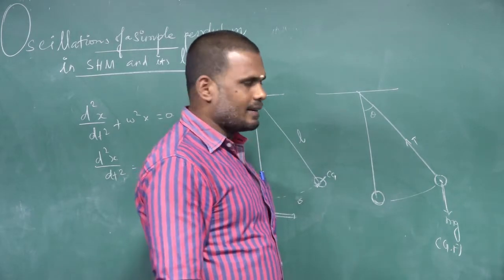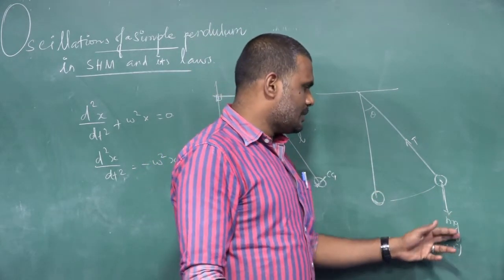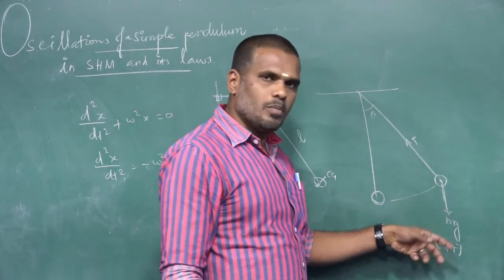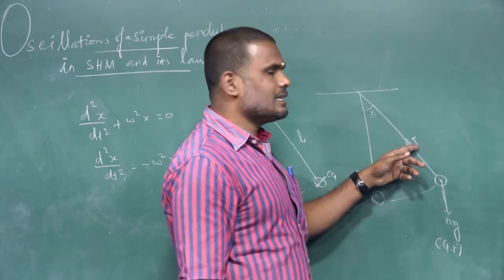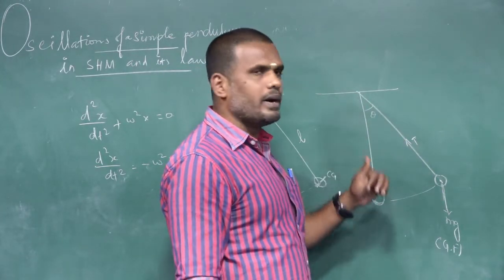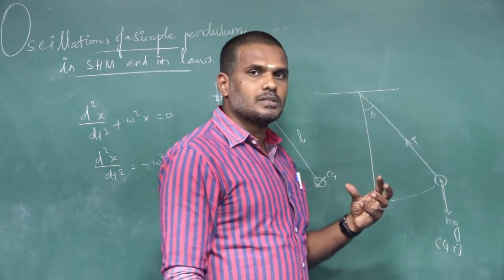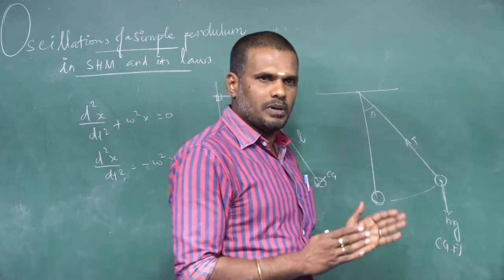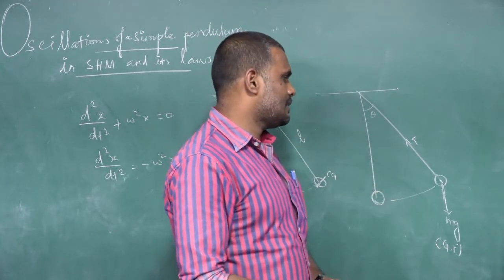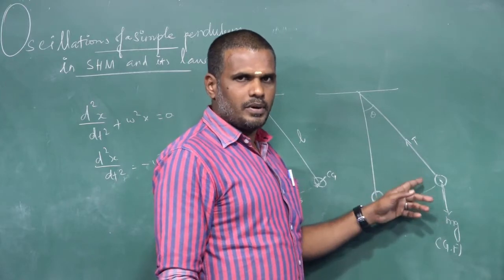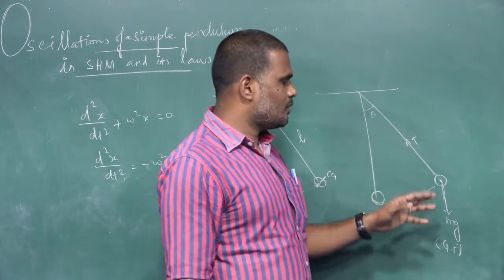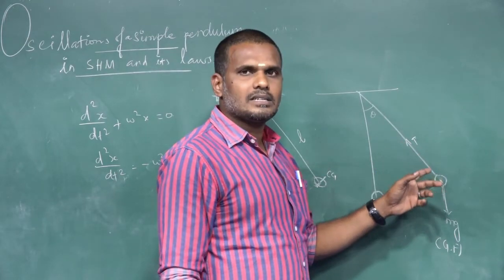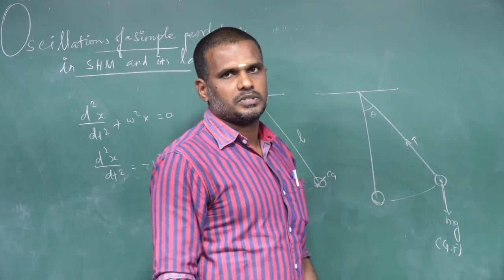So two forces are acting here on the pendulum. One is mg, the gravitational force, which acts vertically downwards on the body of the bob. And the tension T acts along the string to the point of suspension. So these two forces are acting on the entire arrangement, the simple pendulum. In other words, mg acts on the body of the pendulum and tension T acts along the string.